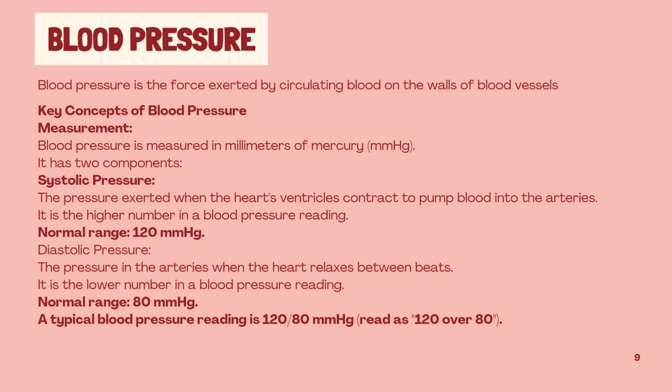It has 2 components. Systolic pressure is the pressure exerted when the heart's ventricles contract to pump blood into the arteries. It is the higher number in a blood pressure reading. Normal range: 120 millimeters of mercury.